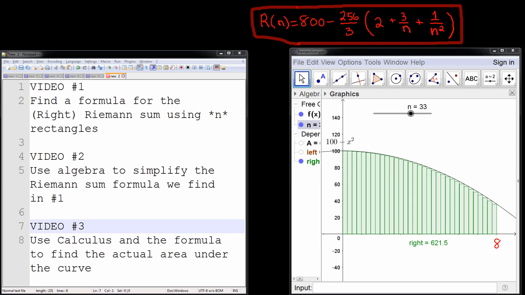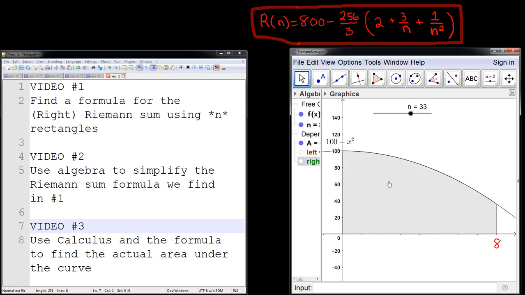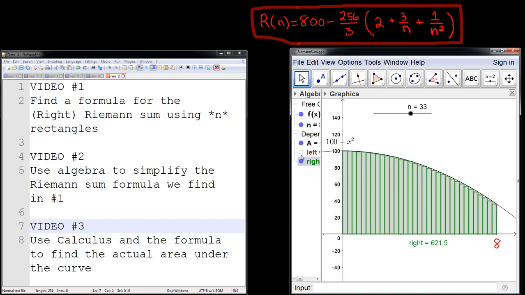And now we're ready to use it to find the exact area under the curve. Because despite how awesome this formula is and how hard we worked for it, the thing we always have to remember is that the Riemann sum is not actually the area under the curve. The Riemann sum is just an approximation. So the bad news is that this number, 621.5, is an underestimate of the area under the curve.